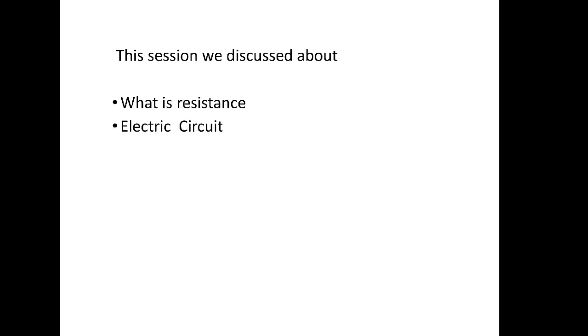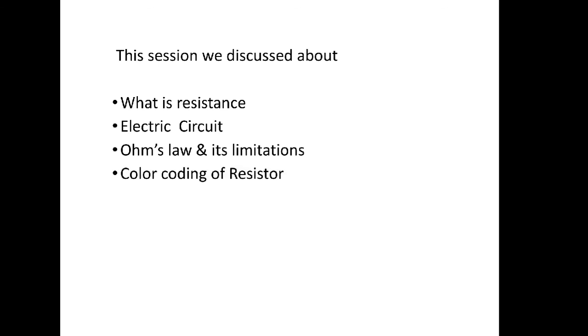So in this section we have discussed what is a resistance and what is an electric circuit, what is Ohm's law and its limitations, color coding of the resistance, types of resistance, and a potentiometer. Thank you for watching the video.